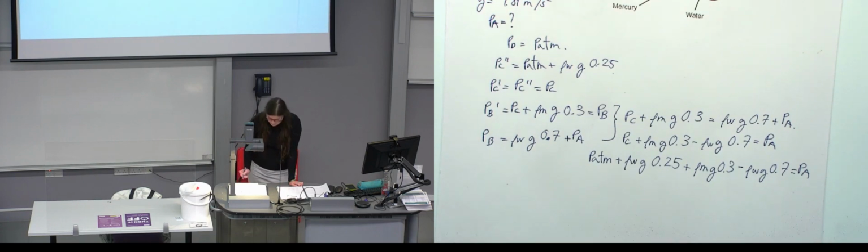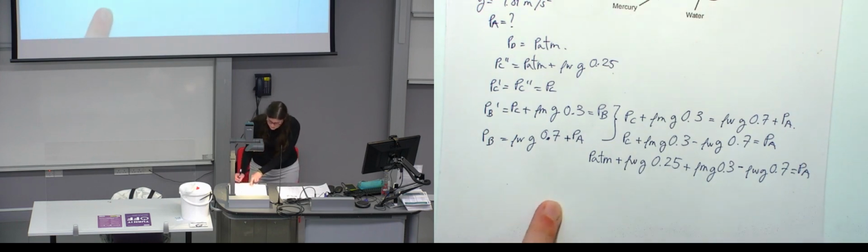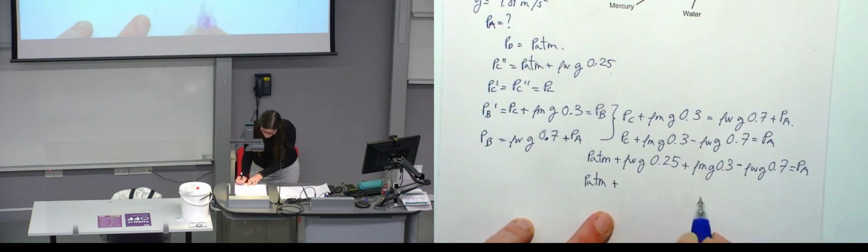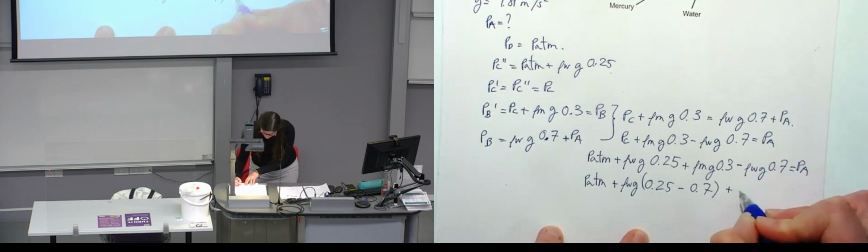And then we could just substitute the values here, or we can group terms together if we want. So we get the atmospheric pressure plus rho water g times (0.25 minus 0.7), plus rho mercury g times 0.3, is equal to the pressure at A.